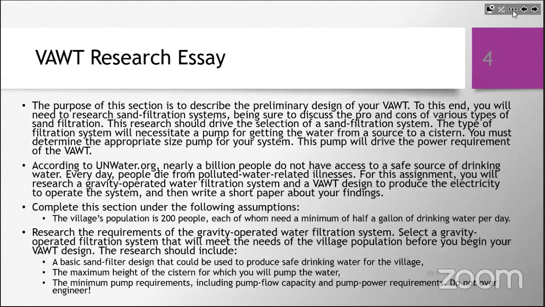So let's talk about the VOT research essay, right? So it says here the purpose of this section is to describe, right? I like to think of this project as multiple sections of the same project. So ideally what you're doing is you're compiling a prospectus, right? You're coming up with your business idea. The first part was, what is my product plan? Tell me a little bit about your organization. Who do you plan to partner with? How much basically does it cost? How do you benefit the area that you want to put it in?